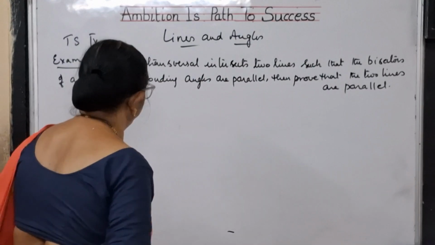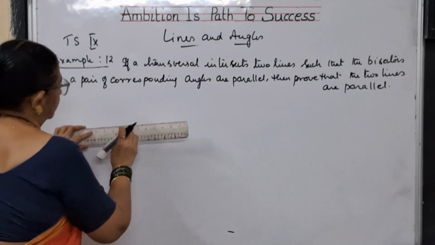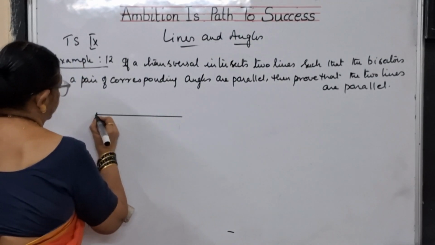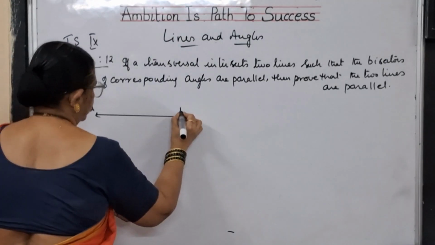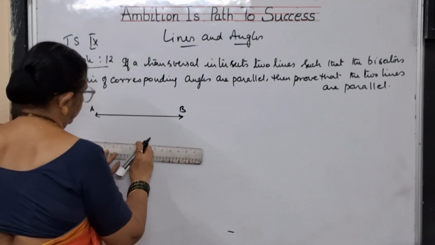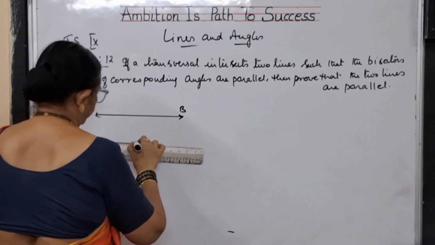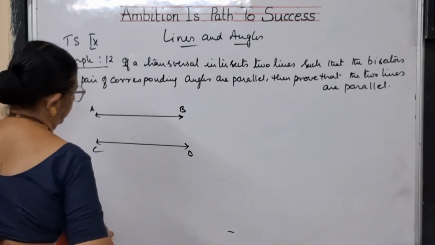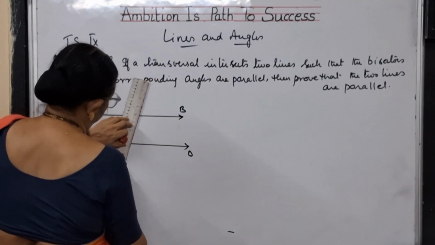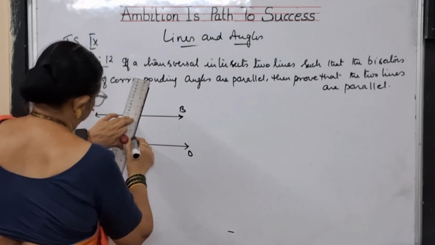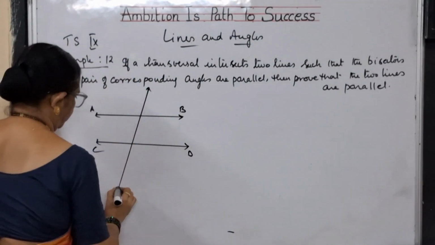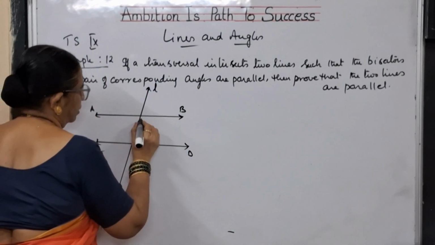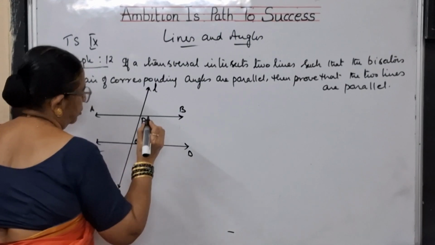They have not given any figure. You have to draw the figure. If a transversal intersects two parallel lines. So let me draw. This is one line AB and let me draw another parallel line CD, and you have got a transversal. Let me name it as L is a transversal. L intersects this at a point P and at a point Q.